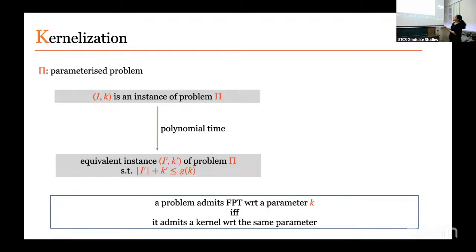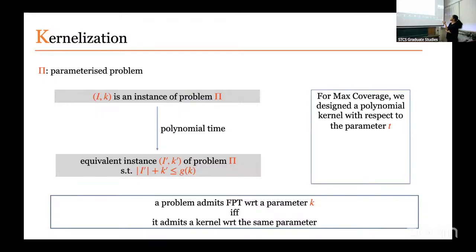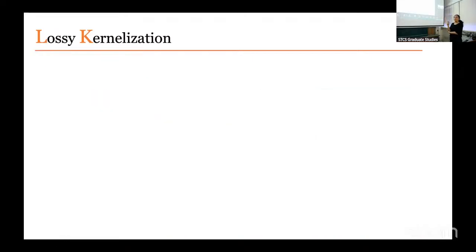For max coverage, we have a polynomial kernel with respect to the parameter t, which we actually used in our algorithm. In the case of generalized Thiele voting rules, again in certain cases, if k is bounded by a function of t, then we have one, otherwise not. And clearly, with respect to the parameter k the problem is W-hard, so we cannot have a polynomial kernel. We cannot have a kernel, forget about polynomial. But we do have an FPT approximation scheme.